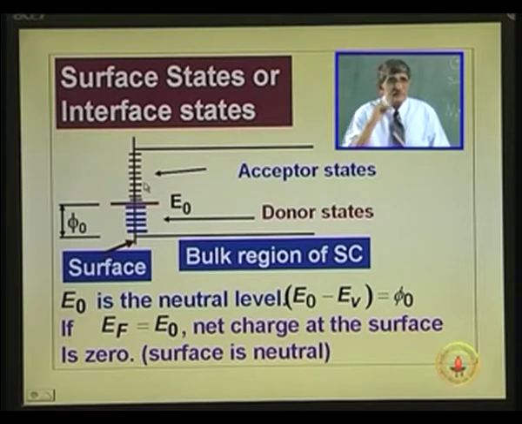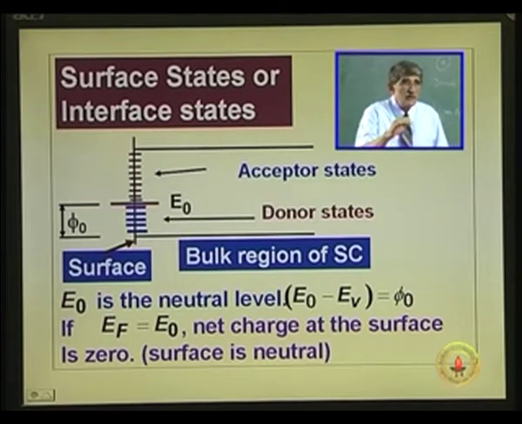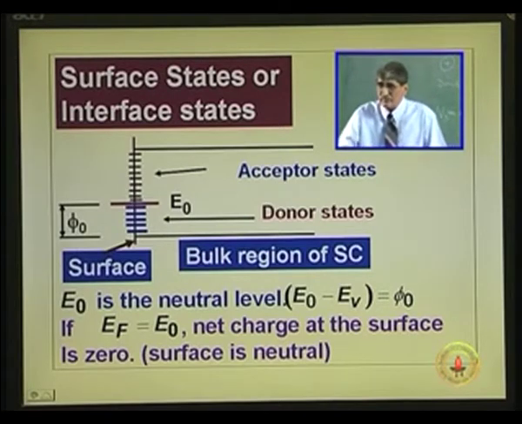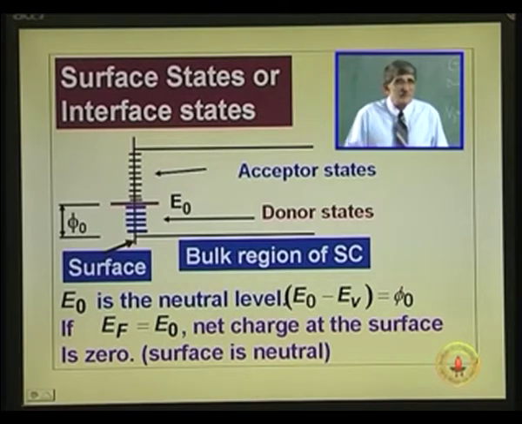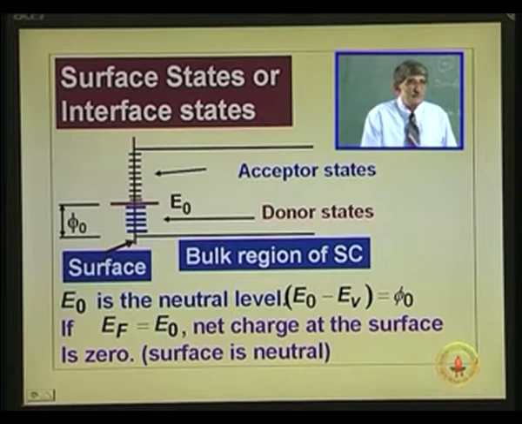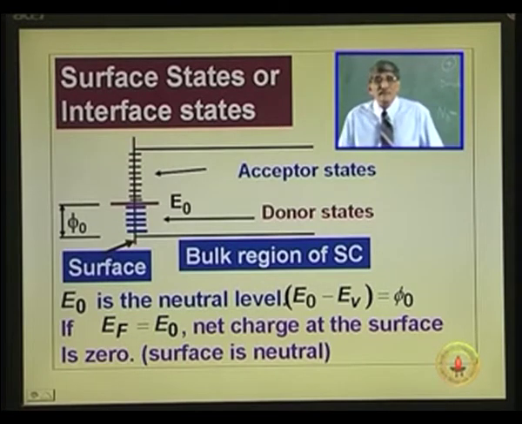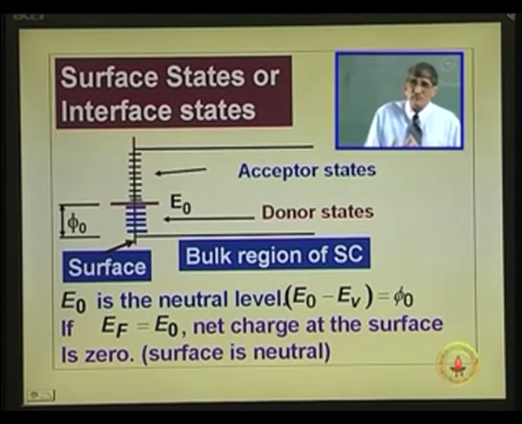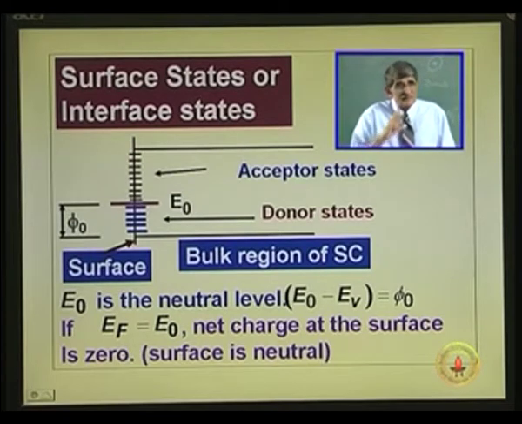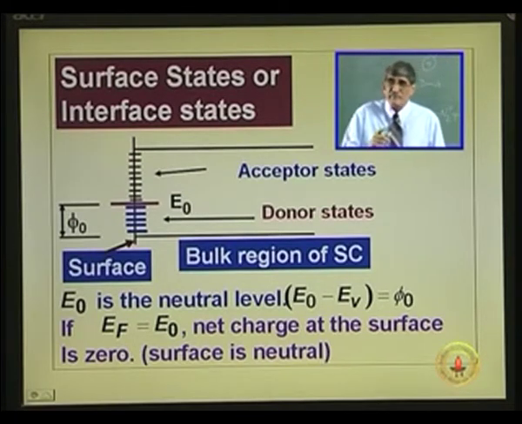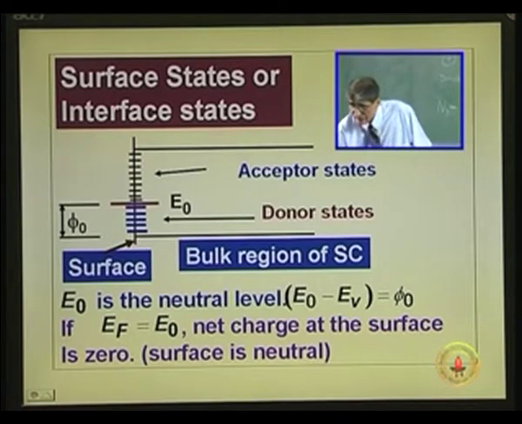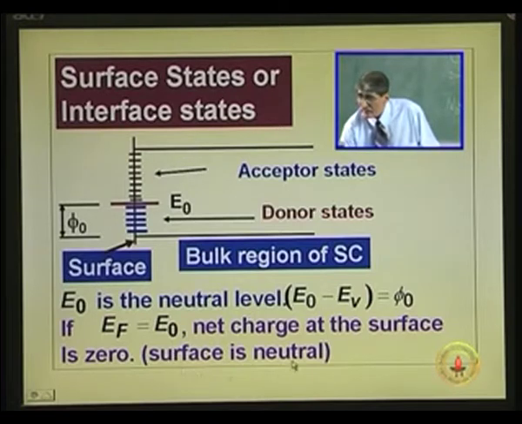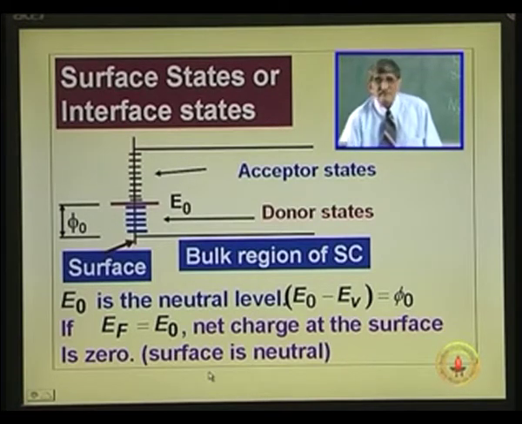So, when the Fermi level is aligning with the E naught, charge in the entire surface is 0. You may have 10 to the power 15 charges per centimeter square, but the net charge will become equal to 0. So, the final thing the Fermi level will be doing is occupying such a position that the charge becomes minimum. That is the whole trick. So, if Ef is equal to E naught, net charge at the surface is 0, the surface is neutral.